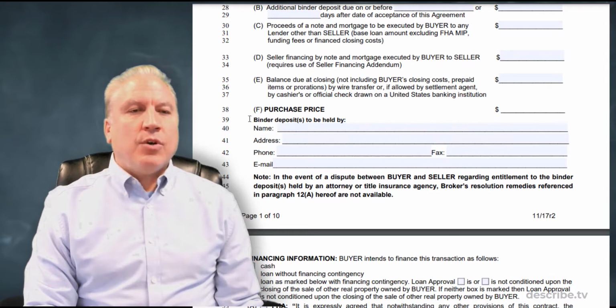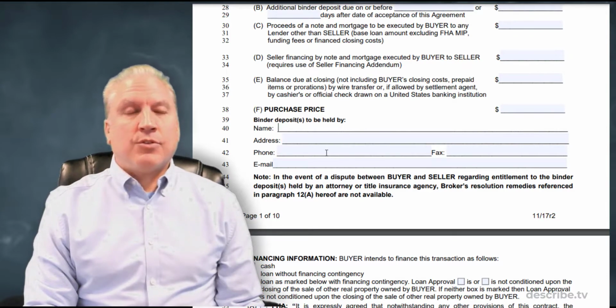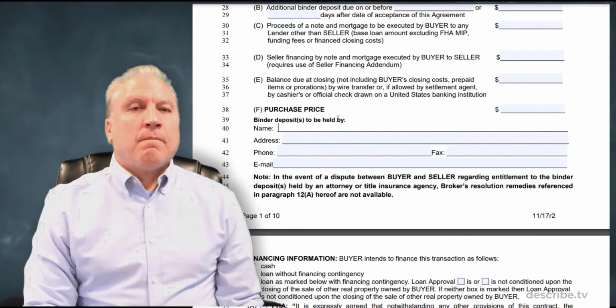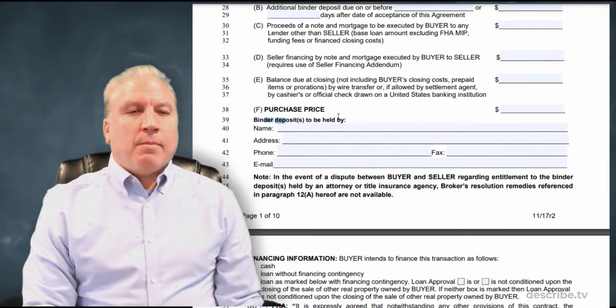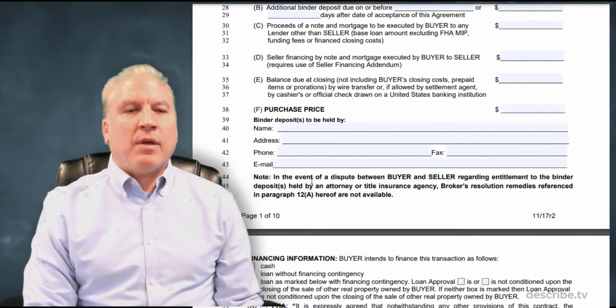It also tells you who's going to be holding on to that deposit. It might be the real estate broker. It might be a title company. It's usually not going to be the seller, but it could be. There's usually no prohibition against that. But it'll tell you who's got the money. Note, in the event of a dispute between buyer and seller regarding who gets to keep the deposit, the broker's resolution remedies are not available, meaning that if you have arbitration or mediation for the broker, you can't use that to determine who gets the money if there's an attorney holding it.